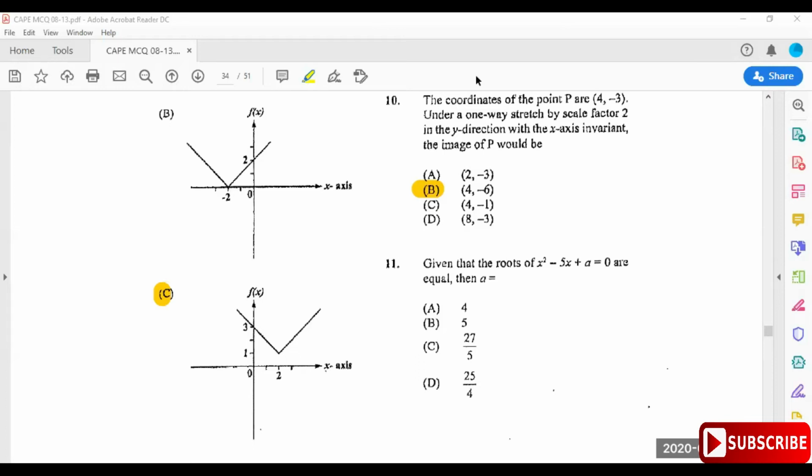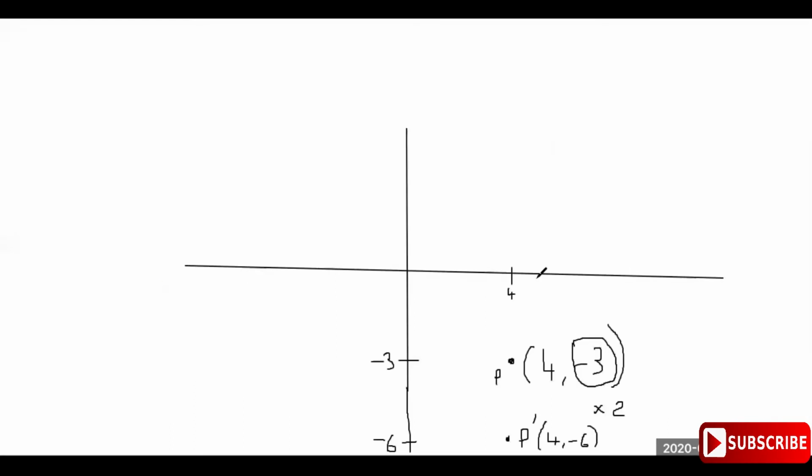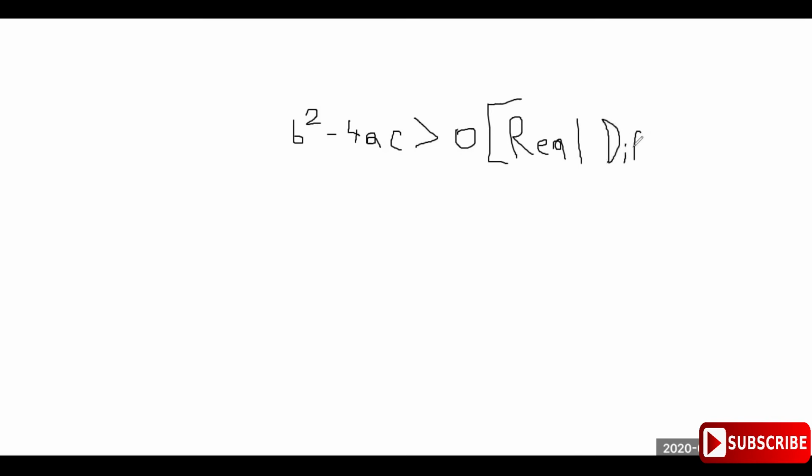x squared minus 5x plus a equals 0. First and foremost, they said the roots are real and equal. So there are three possibilities. First, for any quadratic, if b squared minus 4ac is greater than 0, then we say the roots are real and distinct. Another word for distinct is different. So real and different.